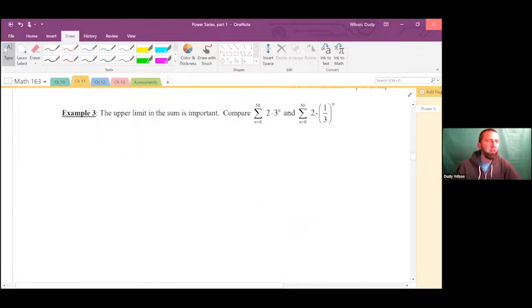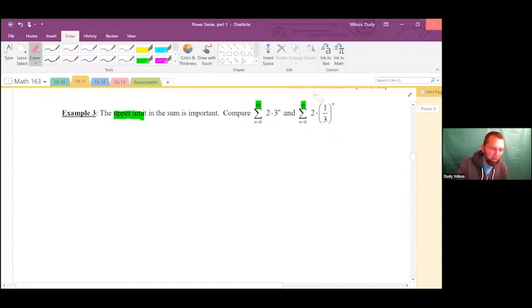Example 3. The upper limit in the sum is important. The upper limit, that's this number up here. I want to compare the sum from n equals 0 to 50 of 2 times 3 to the n. Notice that's the same argument inside the sum as in part A before, and the sum from n equals 0 to 50 of 2 times a third to the n. And again, this is the same series as in part B in the prior example, except that in both cases what's changed is that now we're going to 50 instead of going to 5.